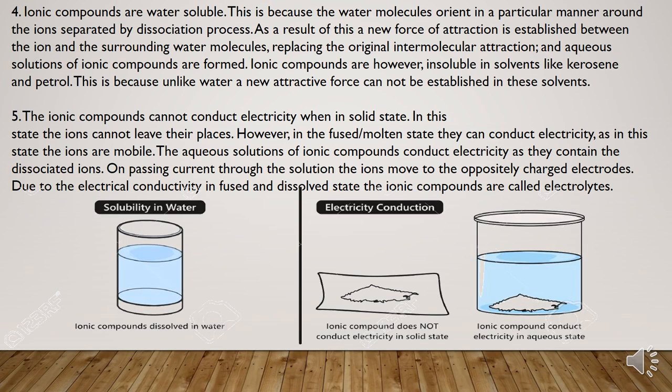When the compounds are mixed with water, they form an aqueous solution, right? And once they form this, they can conduct electricity because of the oppositely charged ions that are there, okay. And on passing current through the solution, the ions move to the oppositely charged electrodes, and that way, due to electrical conductivity in fused or dissolved state, the ionic compounds, whose ions can easily move from one place to the other, are called electrolytes.